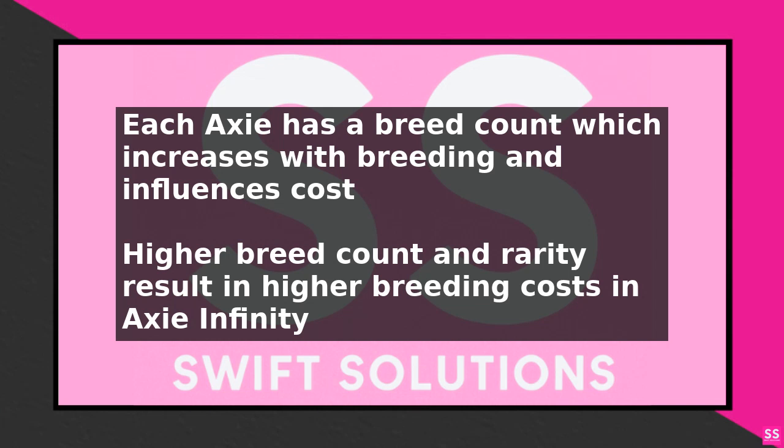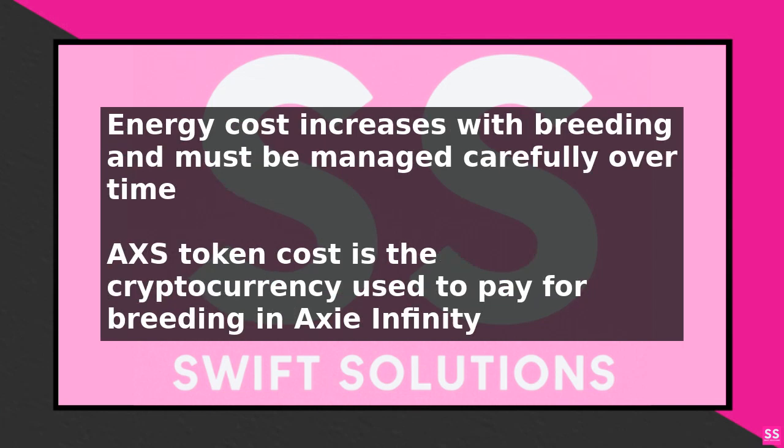Another critical factor to consider is the energy cost. Each breeding requires a certain amount of energy, which is replenished over time. The energy cost increases with each breeding, making it essential to manage your energy levels carefully. It is also important to consider the Axs token cost, which is the cryptocurrency used to pay for breeding.